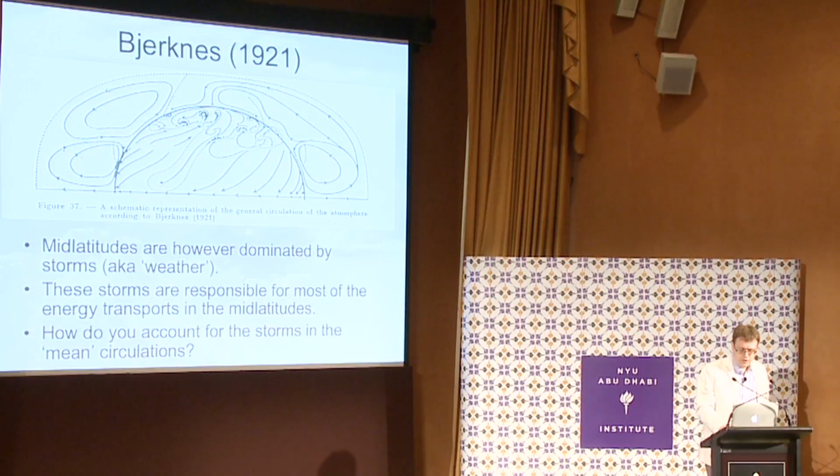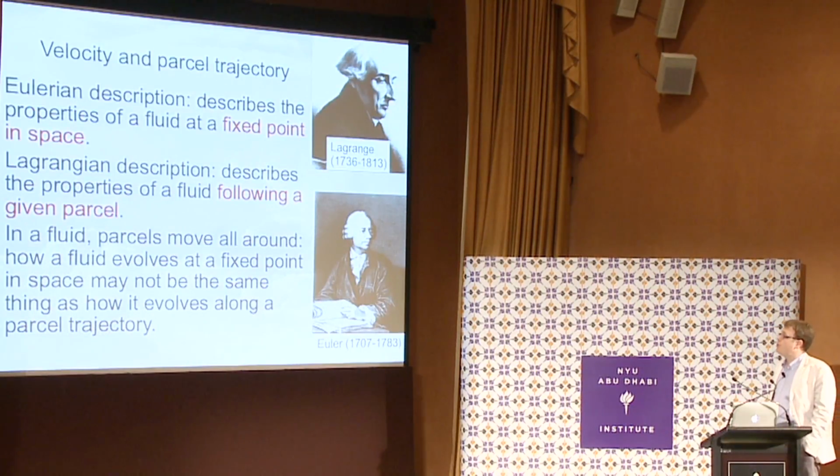This issue has to do with something known in fluid mechanics, the difference between what we call the Eulerian description of flow versus the Lagrangian description of flow. In the Eulerian description, we try to describe the properties of the flow at a fixed point in space. We average the properties at a given location. But of course, if we're talking about a fluid, everything is moving in various directions at the same time, so a fixed point in space doesn't correspond to the same parcel at all times. If we describe the motion of air parcels, we call it the Lagrangian description. It's a description of the properties of the fluid following a specific air parcel. The difference between Eulerian and Lagrangian refers to two mathematicians from the 18th century, Euler and Lagrange.